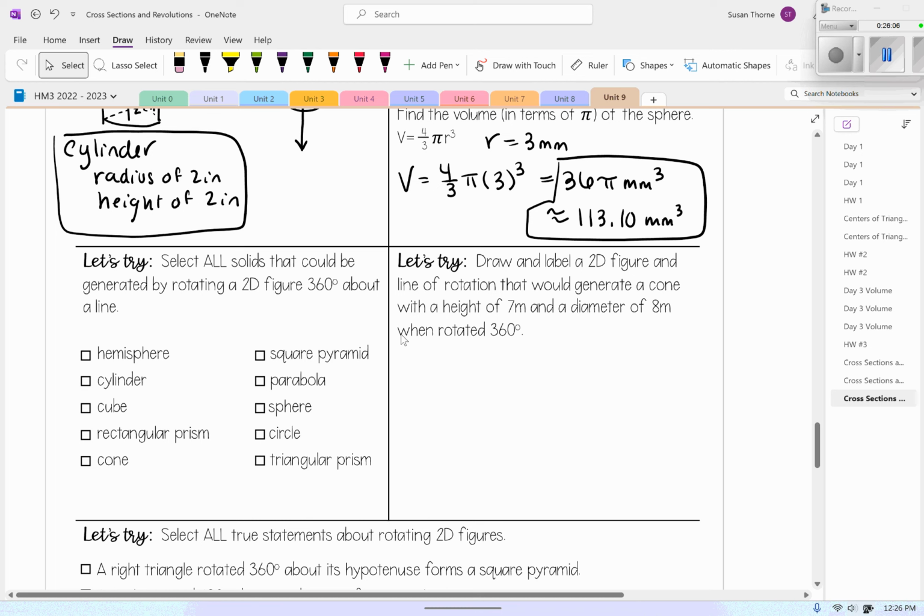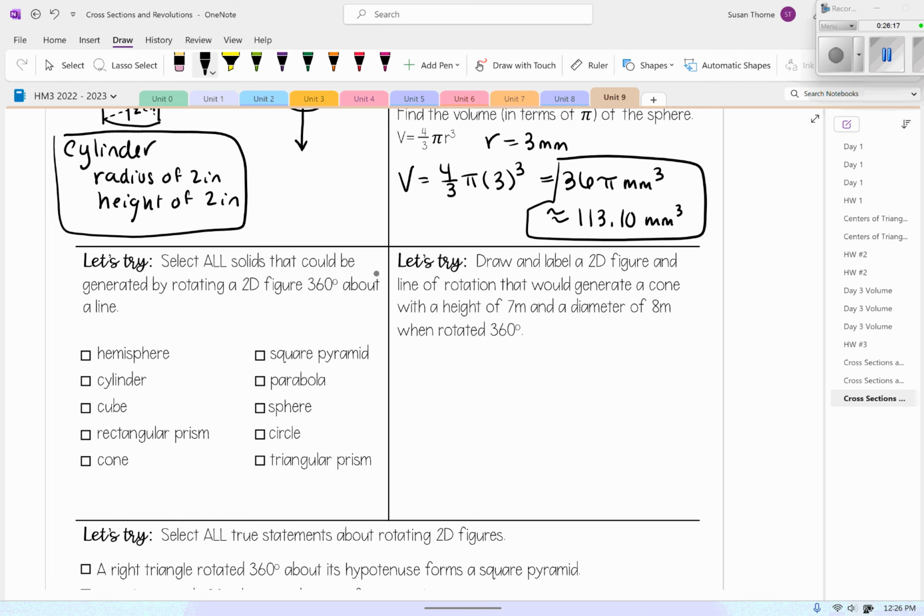The next one says, select all solids that could be generated by rotating a 2D figure 360 degrees about a line. So a hemisphere would be possible. To get the hemisphere, if we rotated something that looked like this 360 degrees, that would give us our hemisphere, or you could rotate it about the other one as well and still get it.